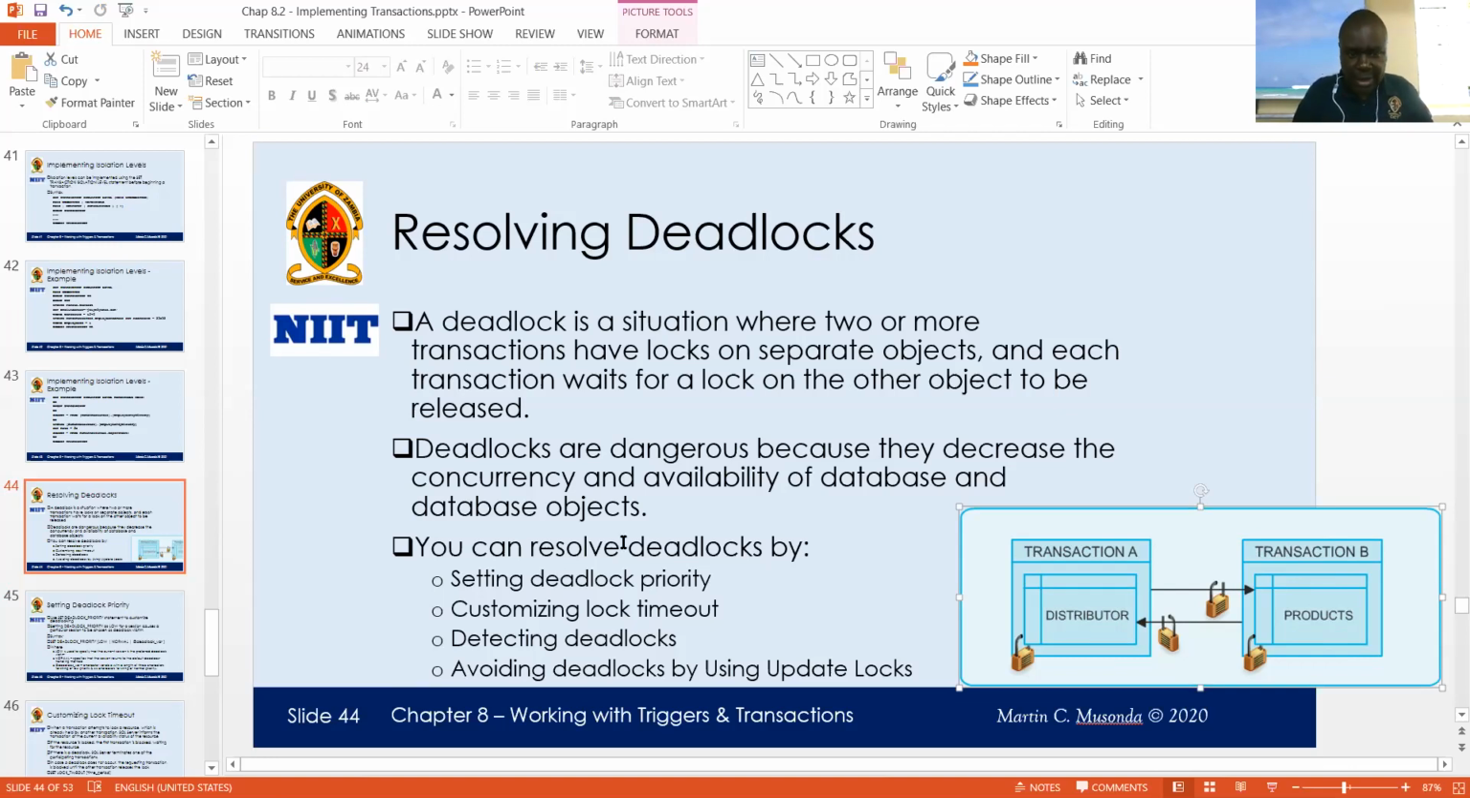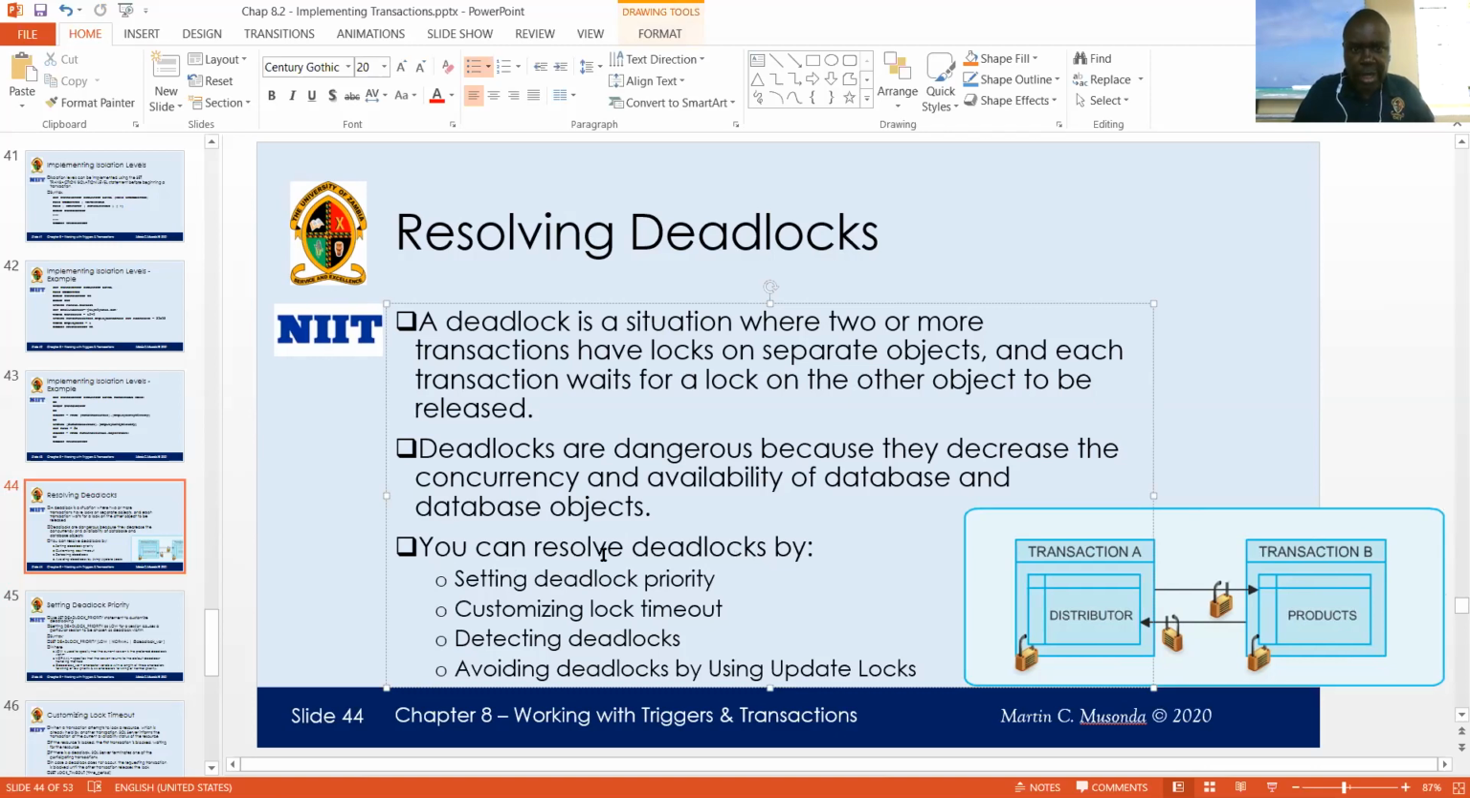So to resolve these deadlocks, you can use one of these methods: setting deadlock priority, customizing the lock timeout. The third way you can resolve deadlocks is detecting deadlocks. And the fourth one is avoiding deadlocks by using update locks.